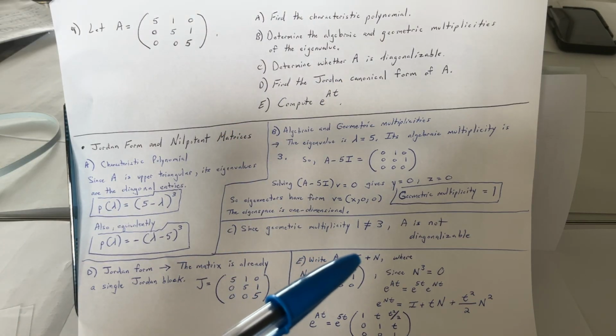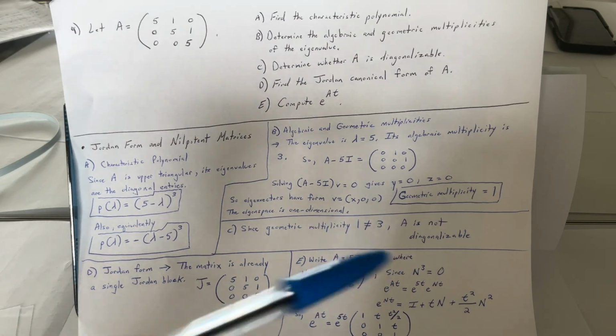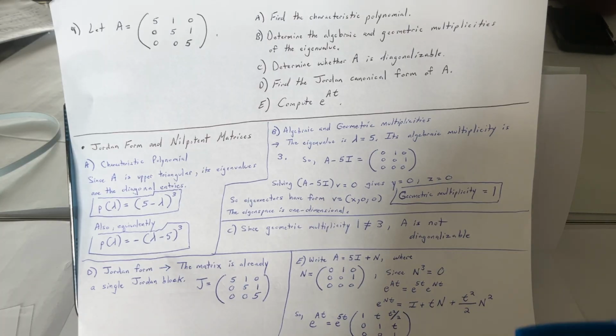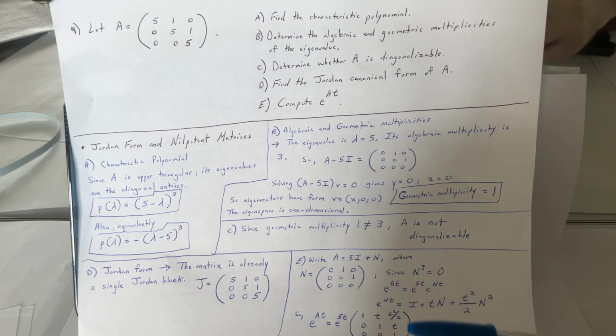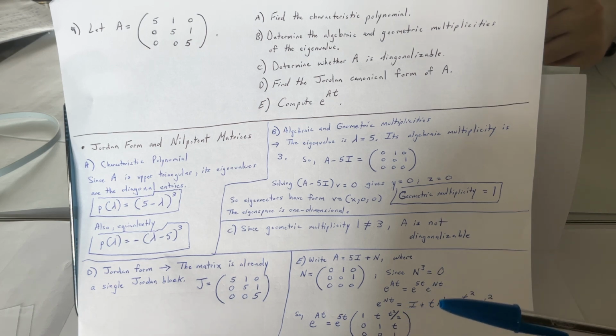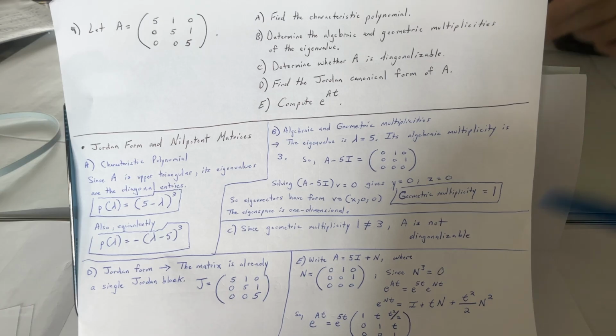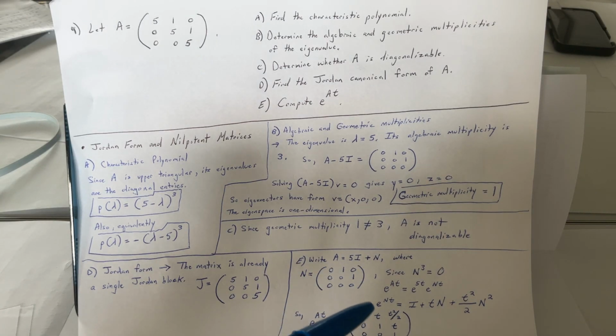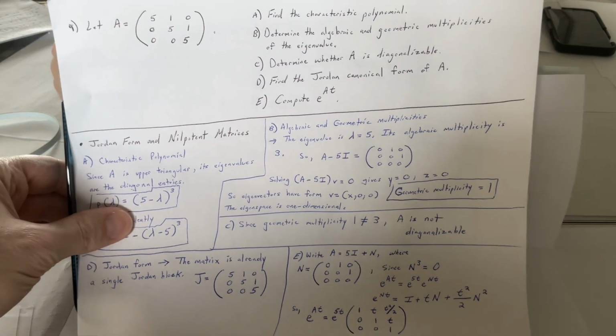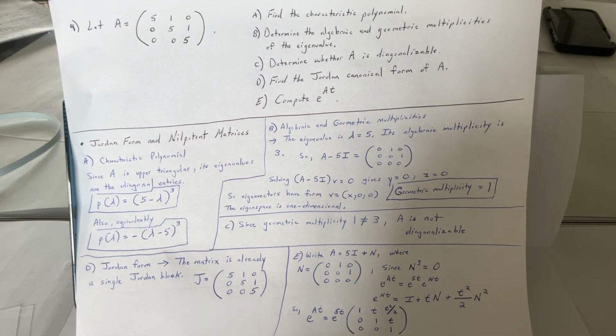Well, we write A equals 5I plus N, where N equals the matrix with rows 0, 1, 0; 0, 0, 1; 0, 0, 0. Since N cubed is 0, we're going to set e to the At equal to e to the 5t times e to the Nt. And e to the Nt is just going to be I plus tN plus t squared over 2 N squared. So e to the At equals e to the 5t times this quantity, rows 1, t, t squared over 2; 0, 1, t; and 0, 0, 1. Okay, so that's all for number 9.